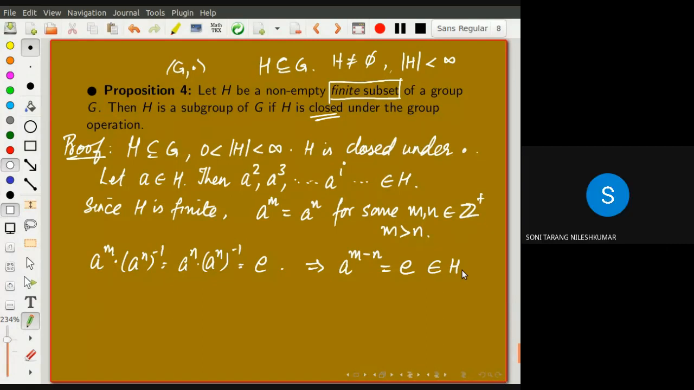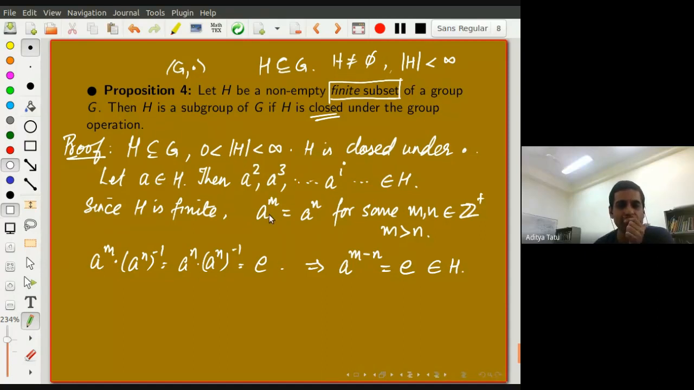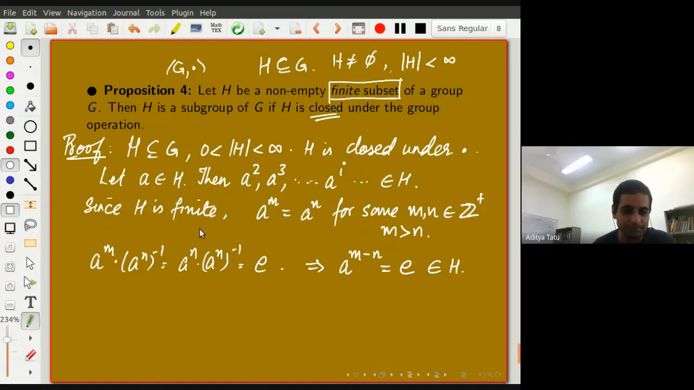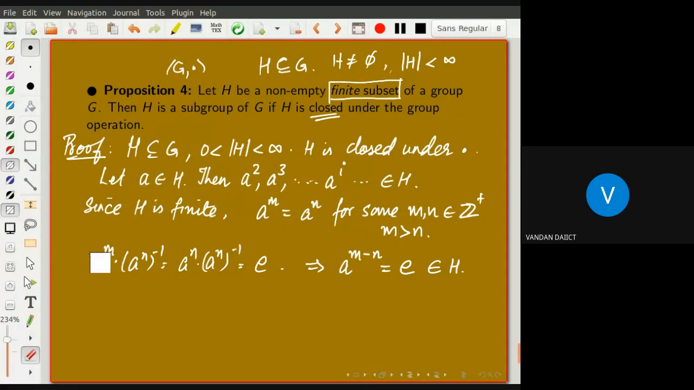Sir, but we are not given that A raised to N whole inverse belongs to H. So how can we take that? No, all I'm doing is cancelling out A raised to N from both sides. I think it was proposition one, second last number: we could cancel out elements from both sides. We have to multiply by the inverse first. So here I'm writing it that way. The inverse is not in H, but it is in the group G.